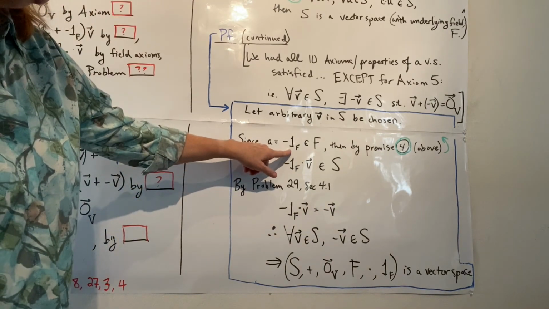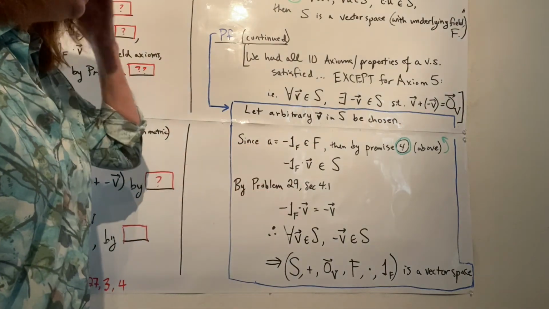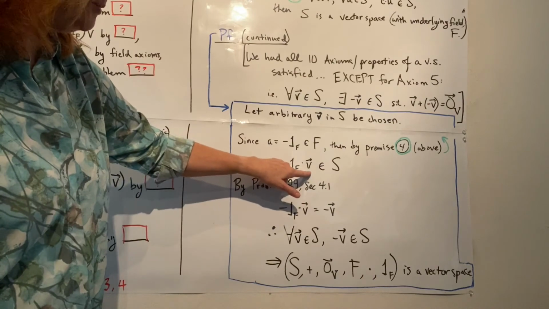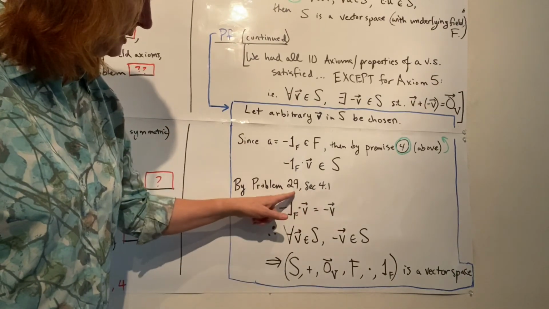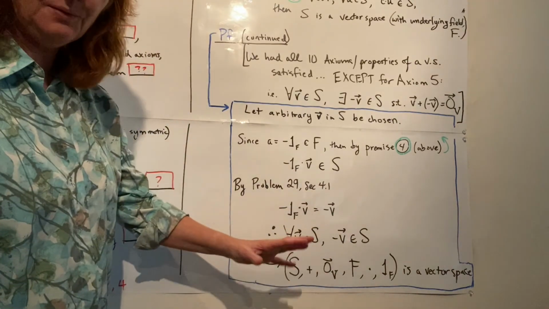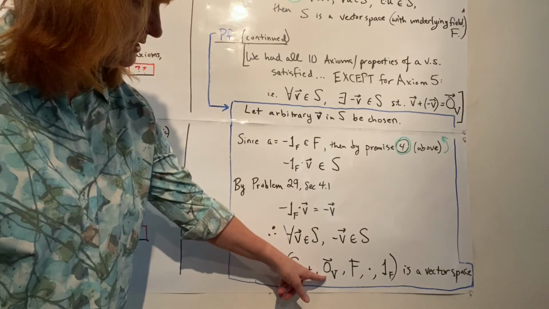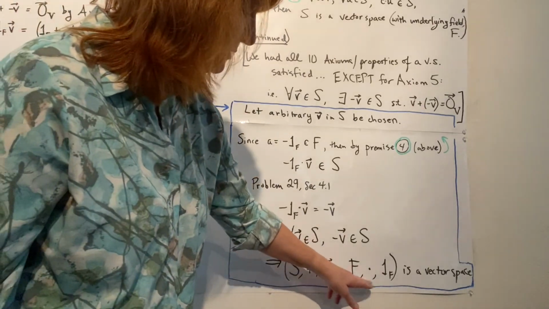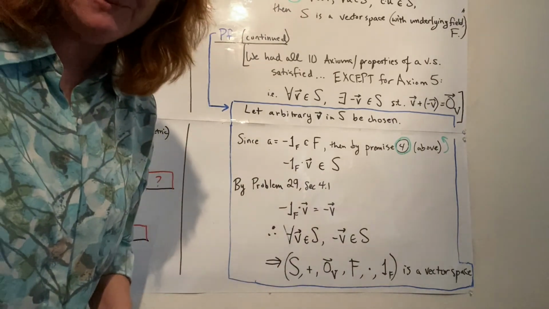Since the opposite of 1 in the field has to be in the field by conditions of a field, by our premise 4, that scalar in particular times our arbitrary vector has to be in S. So we've got that this has to be in S, but by problem 29, this is the same thing as that. Therefore, the opposite of v is also in S. Bada boom, bada bing, we're done. We have that now S, with that same vector addition and that same 0 vector from V, which we asserted had to be in there, using the whole field, with the same scalar multiplication, in itself is a vector space. Okay, now, this is a glorious moment, right?